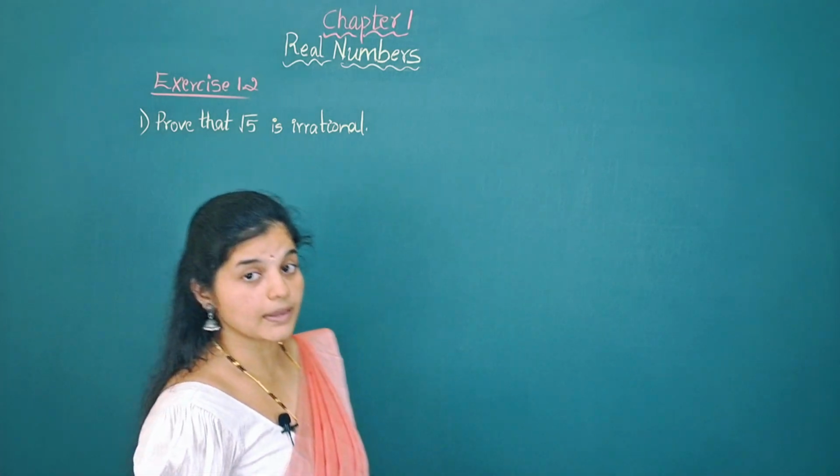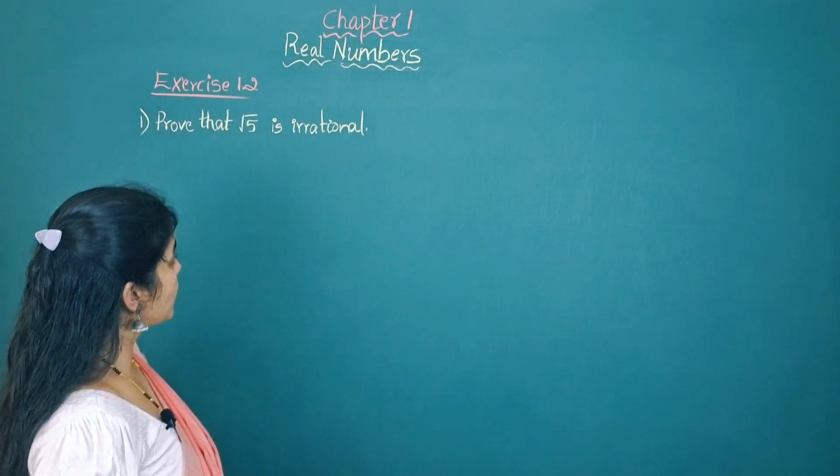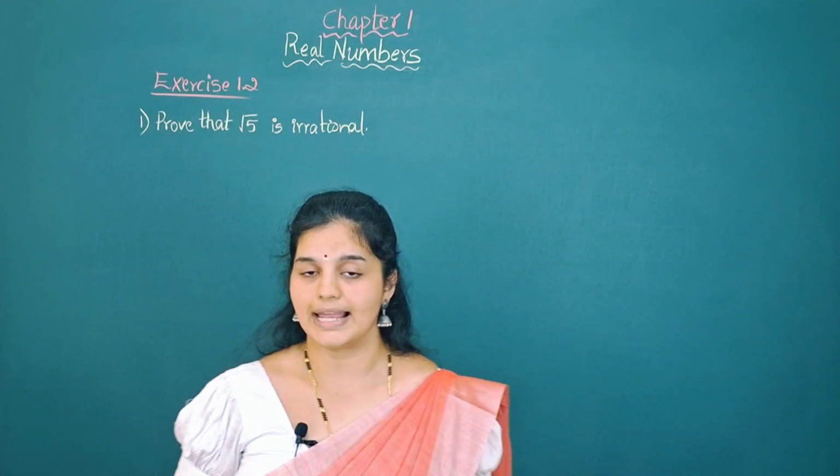Let us start with the question number 1. Prove that root 5 is irrational.